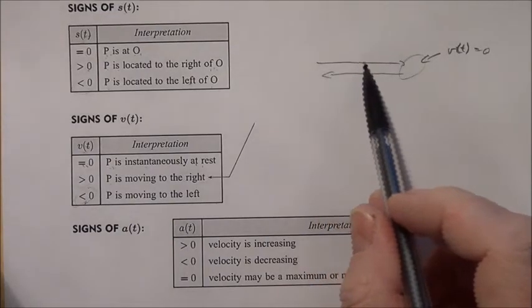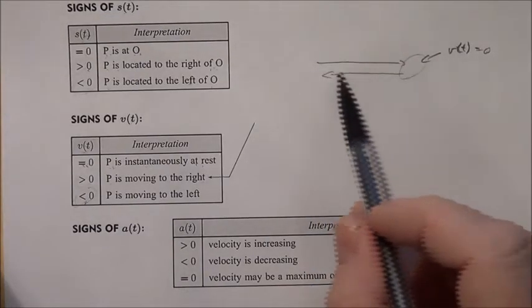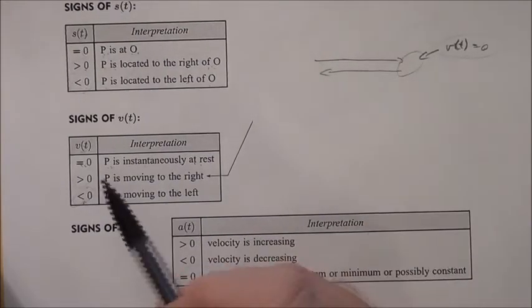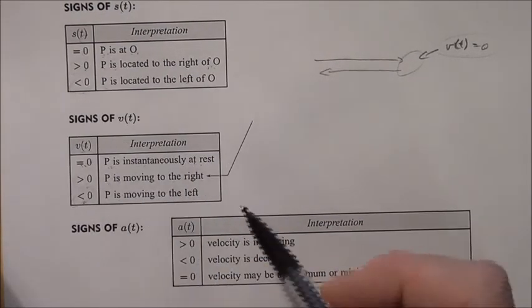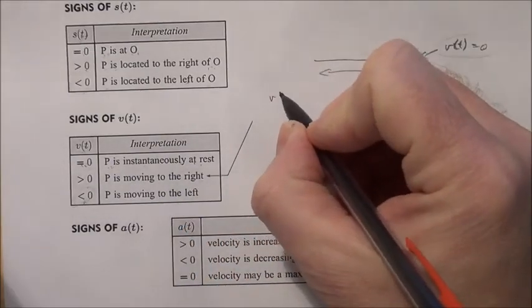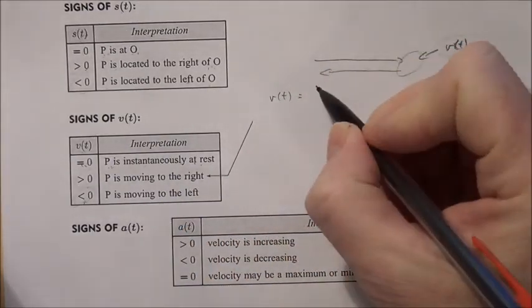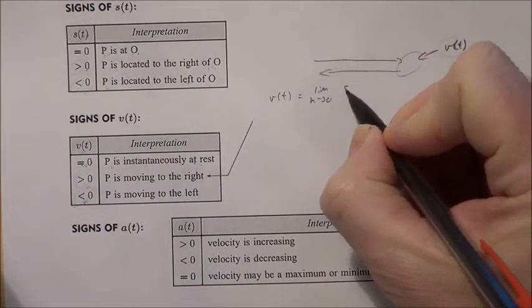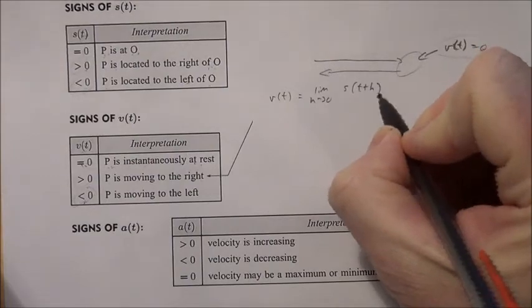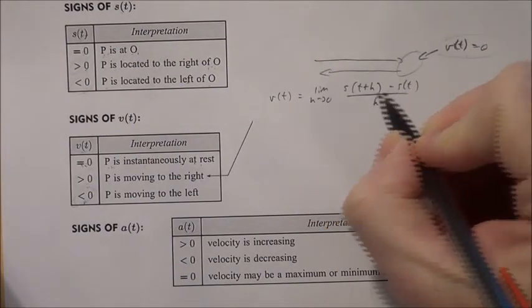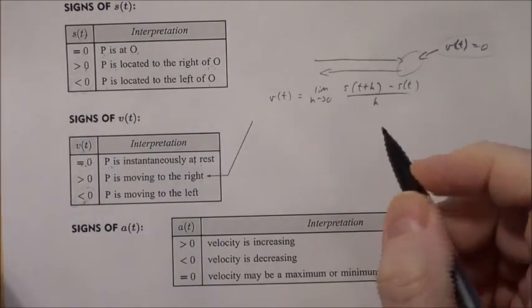Okay, so it's going in some direction, it stops very briefly and then turns around again. So that's when the velocity function equals 0, when the particle is instantaneously at rest. As we saw before, the instantaneous velocity is the limit as h approaches 0 of s of t plus h minus s of t, all over h, because the two t's have cancelled already.